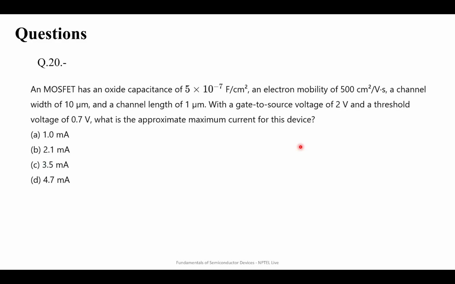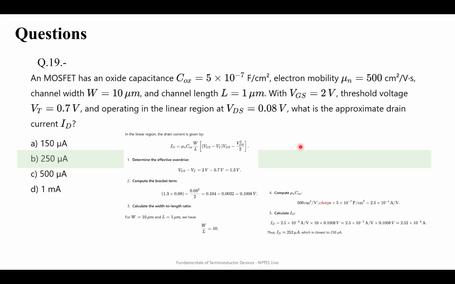Sir, yes. Last part, sir, you are multiplying 0.08 with 1.3. Compute the bracket term, sir. So instead of VDS, you're putting 1.3. Okay, okay.